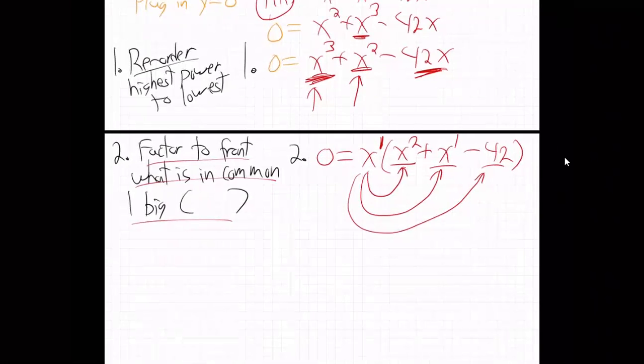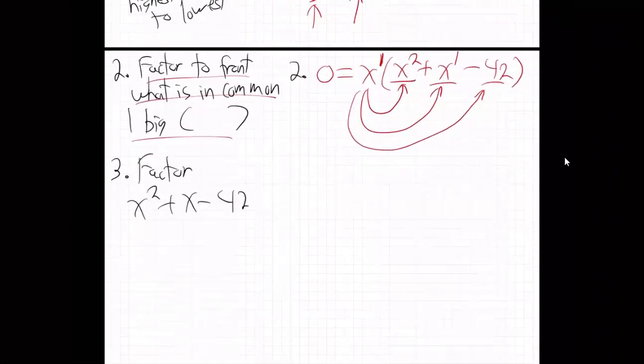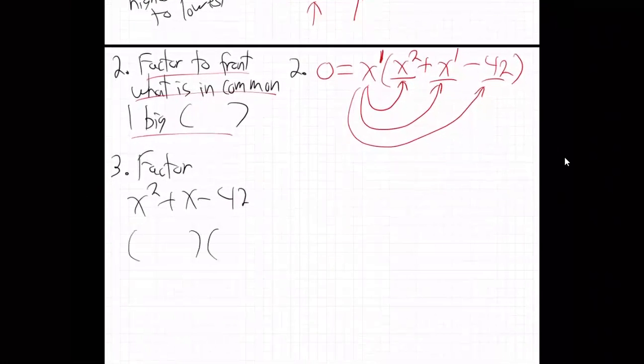Here's probably the hardest step. Step 3. Factor x squared plus x minus 42. 2 parentheses, x is in the front. Remember this whole thing where you have to factor and you have the 2 parentheses with x in the front, and you say, okay, we're looking for 2 numbers that multiply to be minus 42 and add to be what? Plus 1.